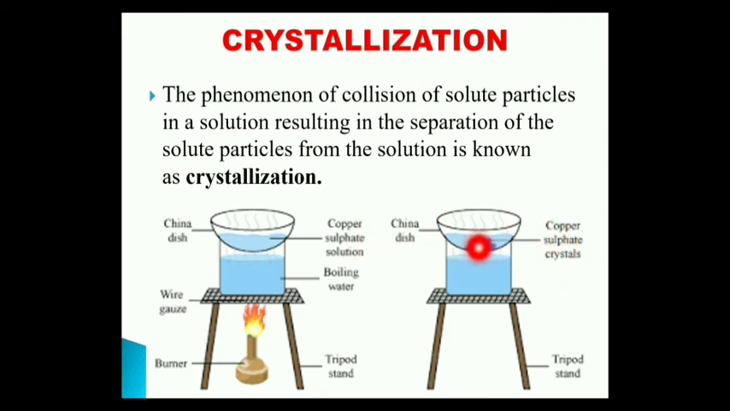So what is happening here? The solute particles that have been dissolved in the solution are separating out. The solute particles have separated from the solution and they have formed crystals. So this process is known as crystallization. Okay, so we have understood that dissolution is the process where solute particles are going into the solution, and crystallization is the process where solute particles are getting separated out from the solution.